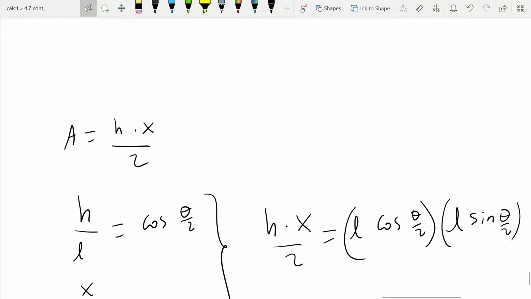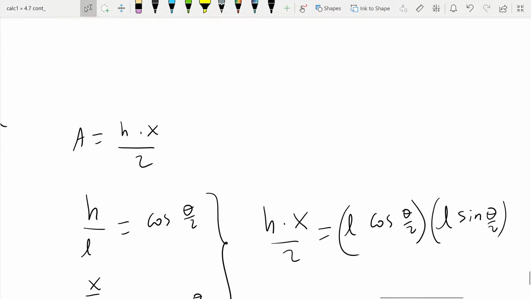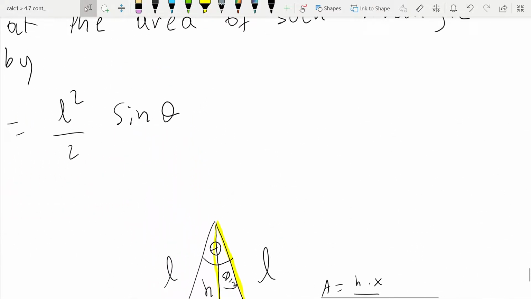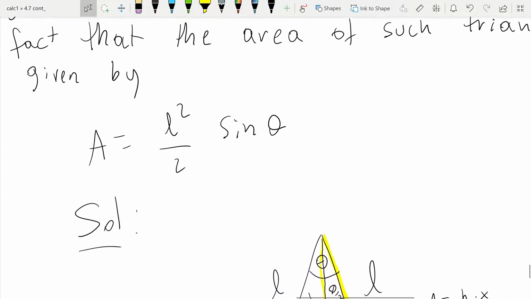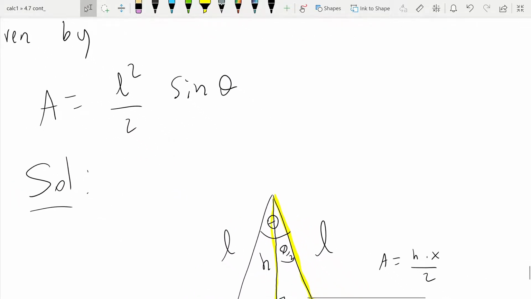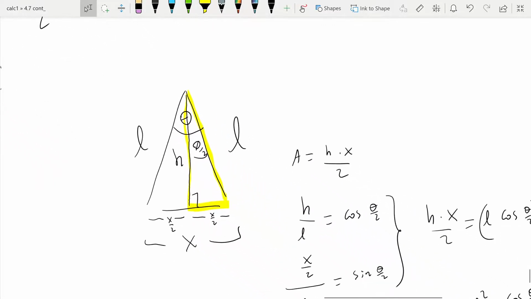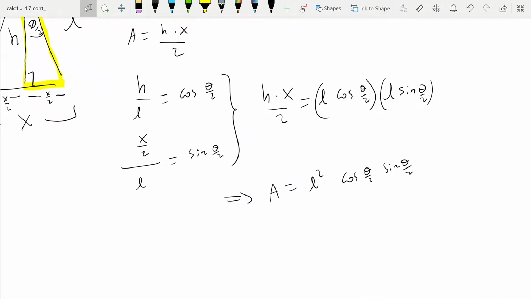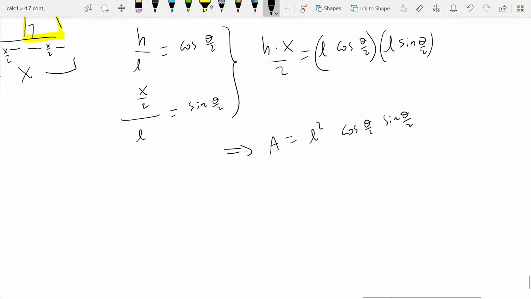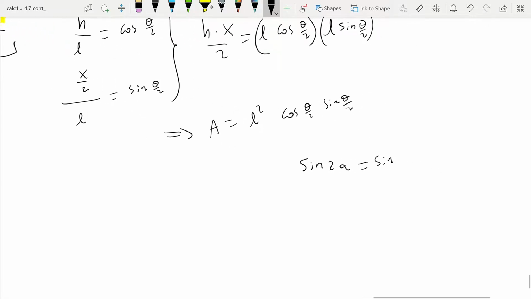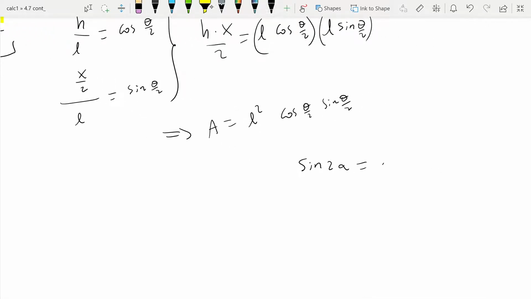But the formula for the area here gives you A in terms of L. Well, L squared over 2 is already there, so we already have that term. But what about sine theta? Well, here we just need to remember that the sine of 2 alpha is equal to 2 times the sine of alpha times the cosine of alpha.